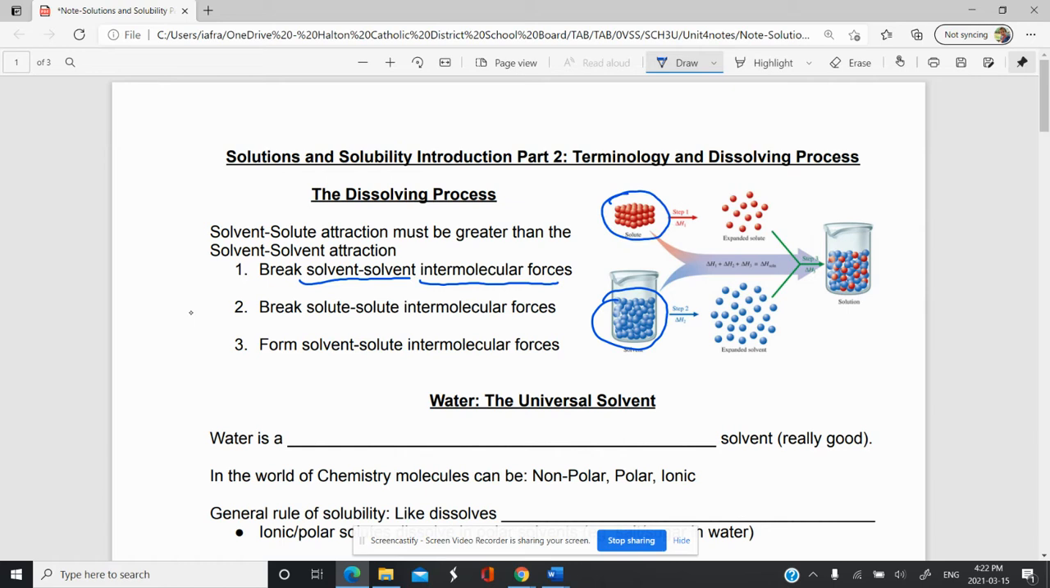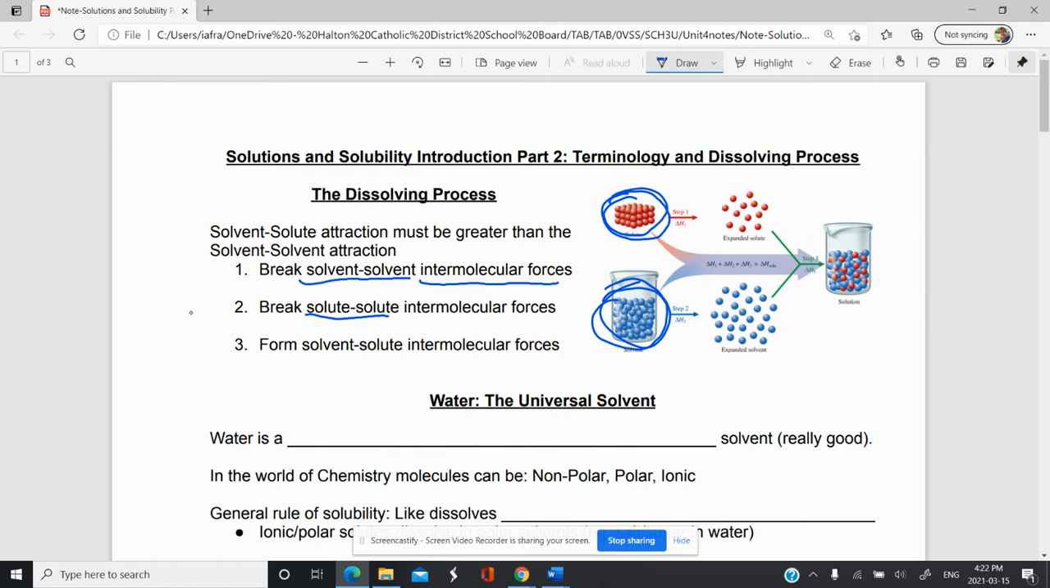You'll notice all the solutes are held together by forces as well. So you need to break the solute-solute intermolecular forces. For example, if this was sugar particles, then maybe I'd have to break some dipole-dipole interactions to separate them. Or if it was an ionic compound, I might have to break the ionic attraction to separate them. Either way, you need to separate the solute particles from each other and the water particles from each other.